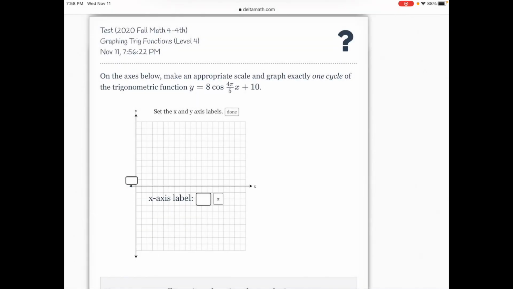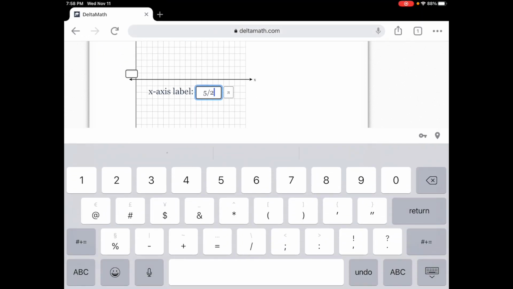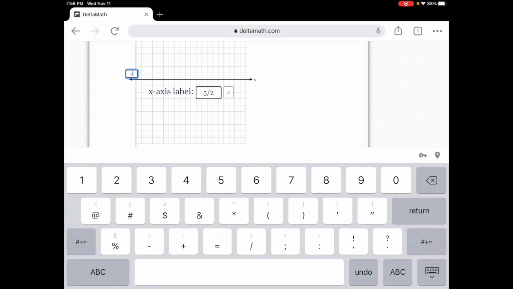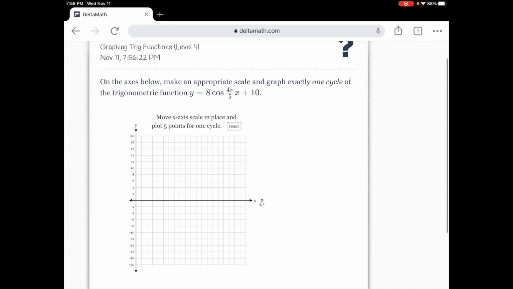So I'm going to adjust that scale. So this is going to be 5 over 2, and I'm going to put this in units of 2. All right. So we have that 5 over 2, and they've adjusted that for me. So remember, my midline is at 10. So 8 units above that is going to be at 18.